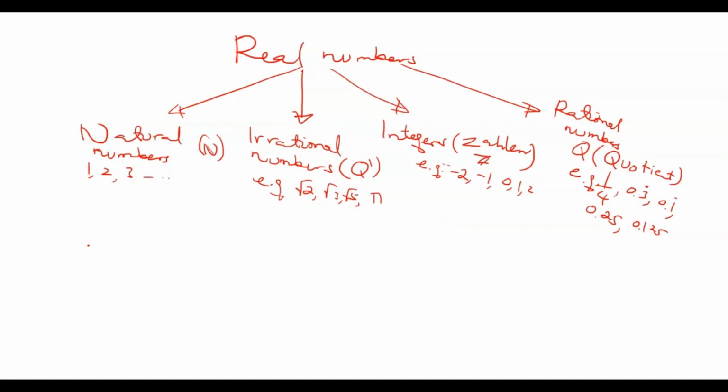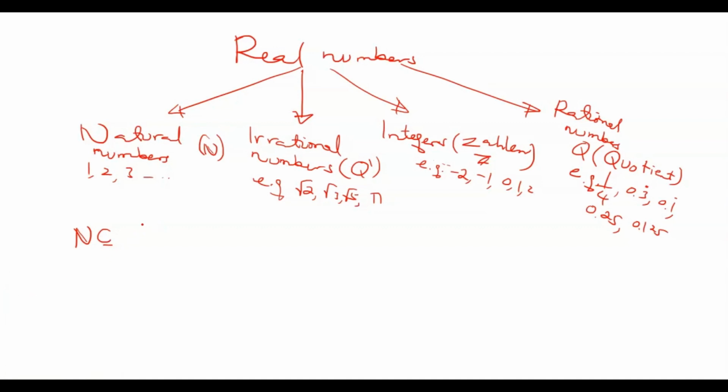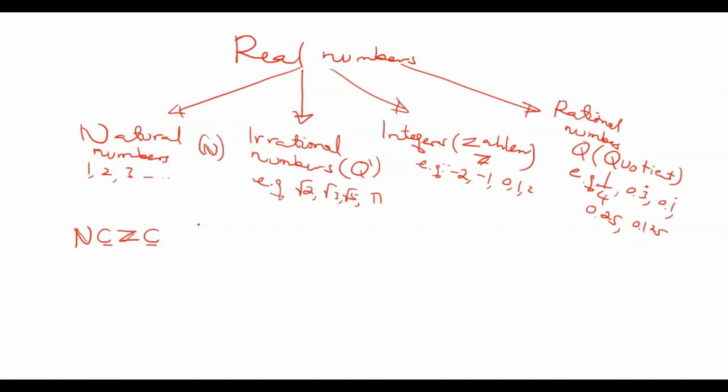We could also use sets. Natural numbers are a subset of integers, because integers have both positive and negative numbers, and integers are a subset of rational numbers, and rational numbers are a subset of real numbers. So they are all part of real numbers.